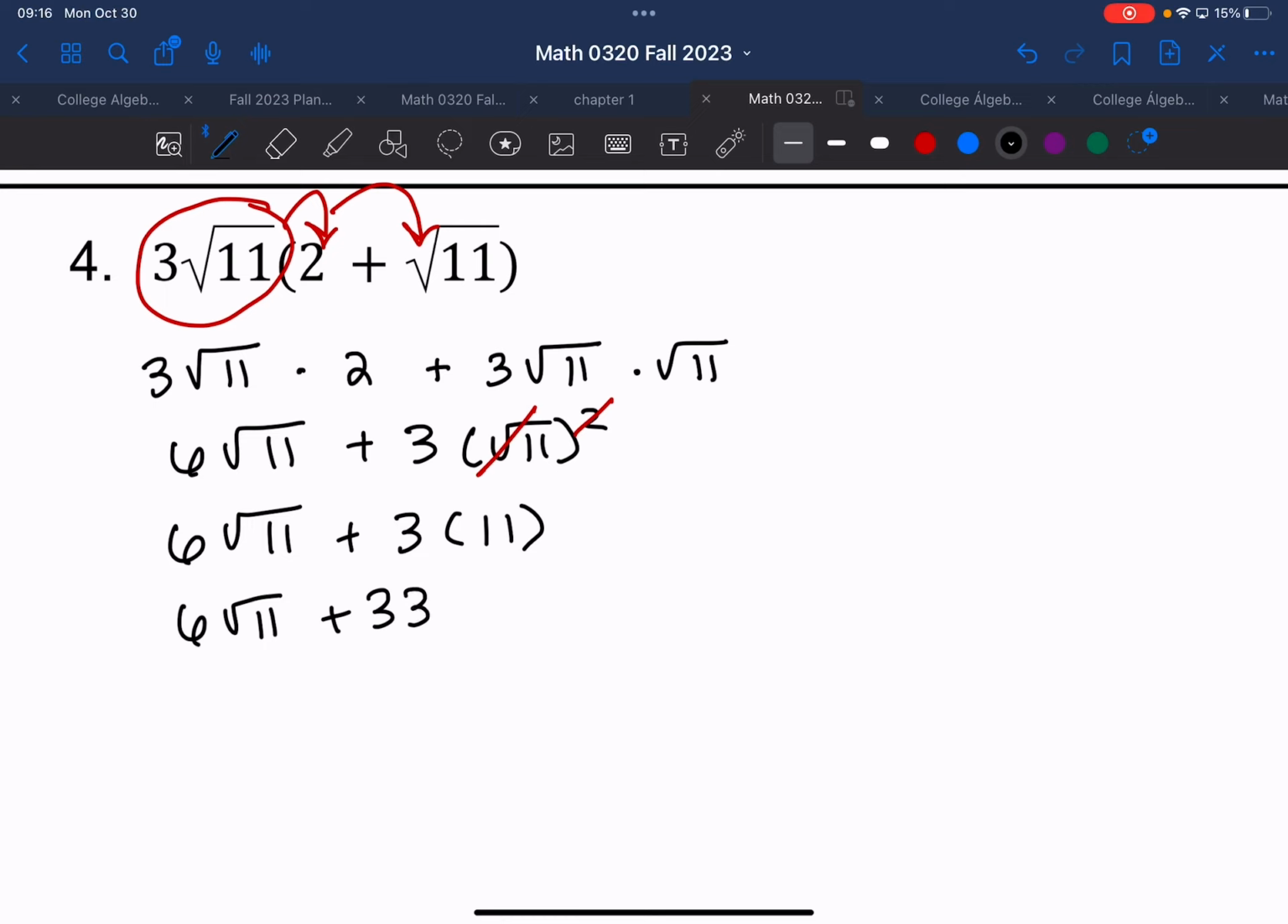Can we combine these terms? No, because remember they have to have the same radicand, and 33 does not have any. Okay? So these are not like terms, so this is my answer as simplified as it can get. Remember, in order to add or subtract, they have to have the same radicand and the same index. So on number 4, we distributed.